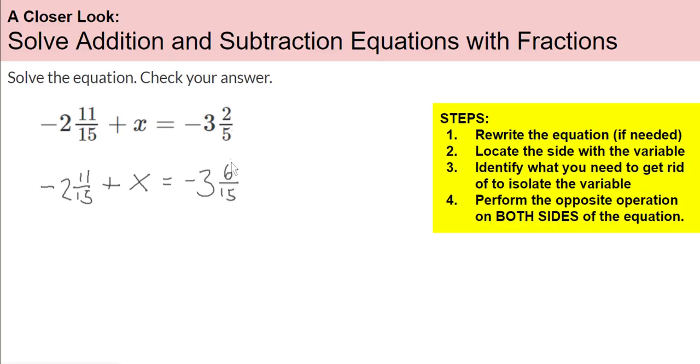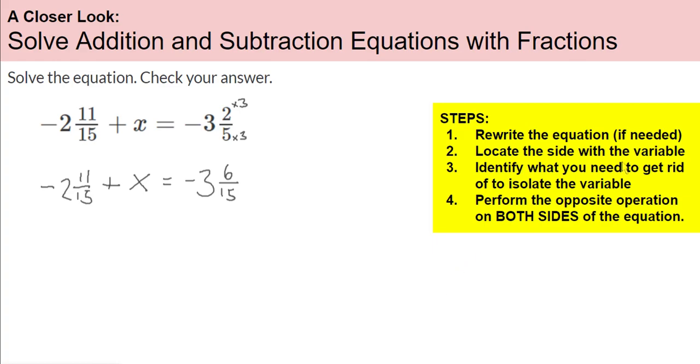The reason I changed 2/5 to 6/15 is I want the same denominator. I multiplied both of them by 3. So 2 times 3 is 6, 5 times 3 is 15. All right, so I rewrote it, because I'm going to need that in a little bit.